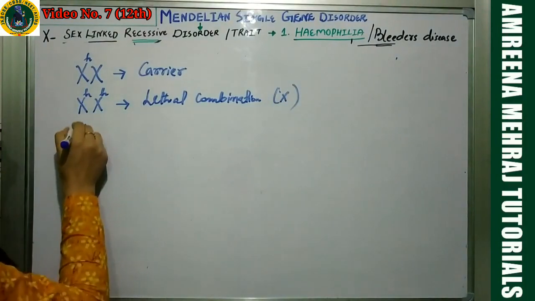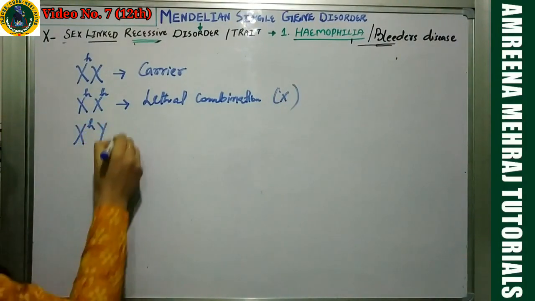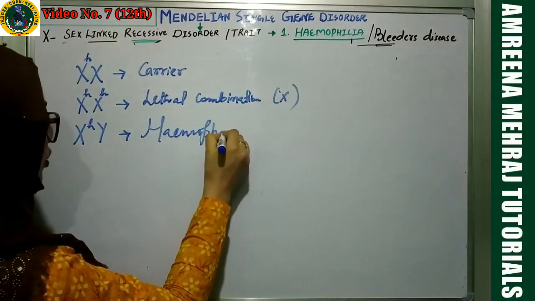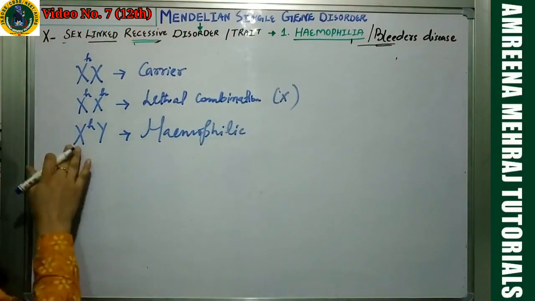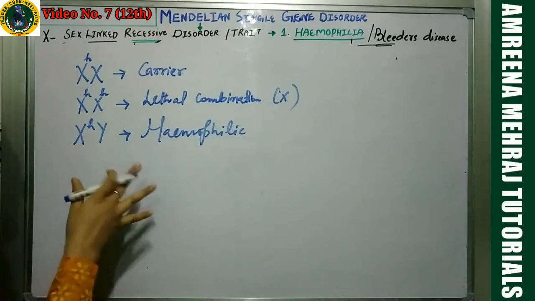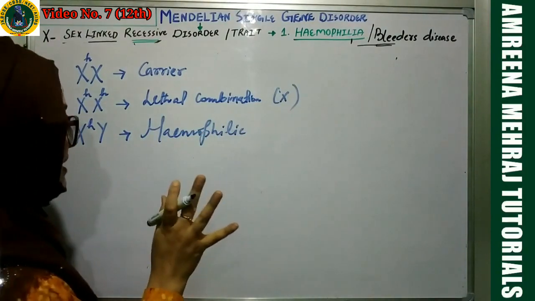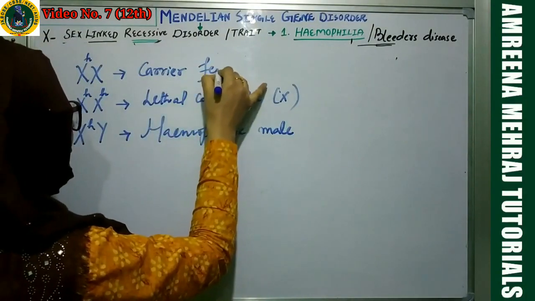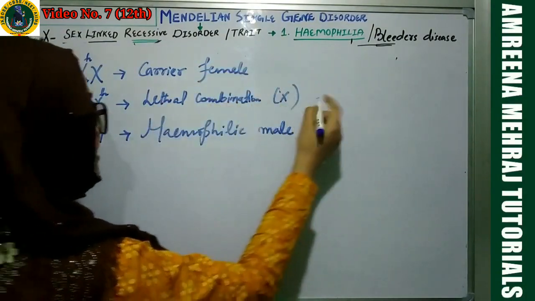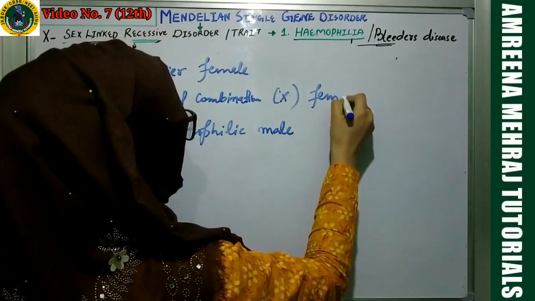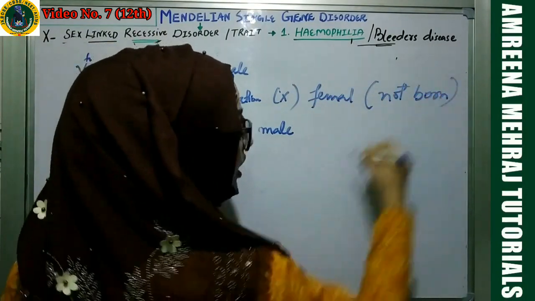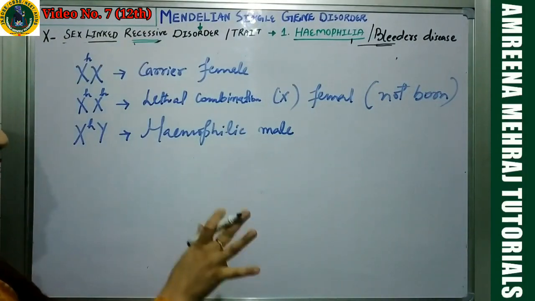Okay, and you say X^H Y, this is a male who will be hemophilic. No possibility to be safe because there is only one X, and that too mutated. No blood clotting factor will be produced in this case. Hemophilic male. So she'll be a carrier female. This will be a lethal combination of a female, generally not born. And this is a hemophilic male.